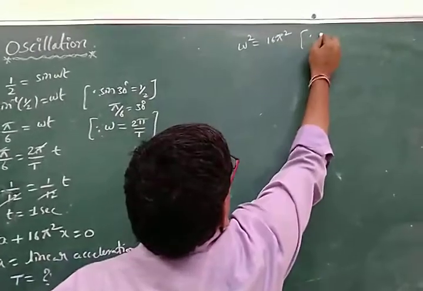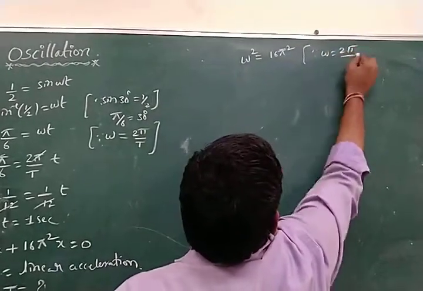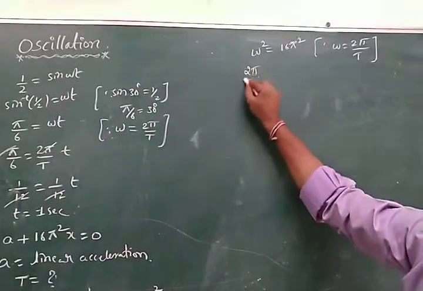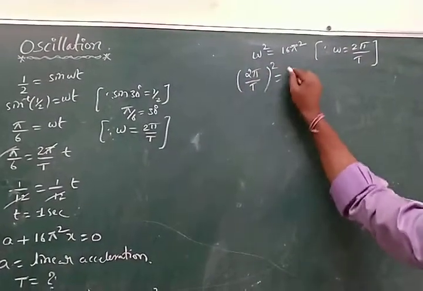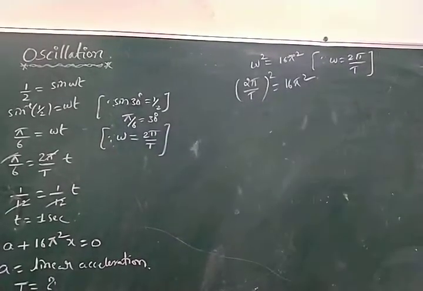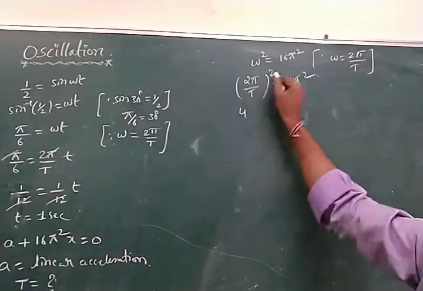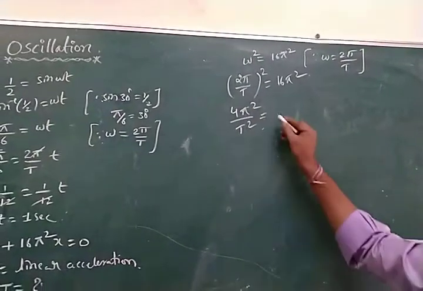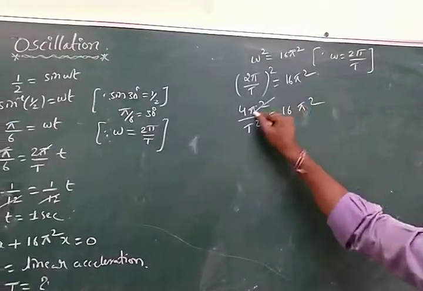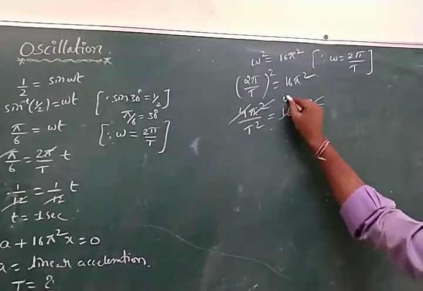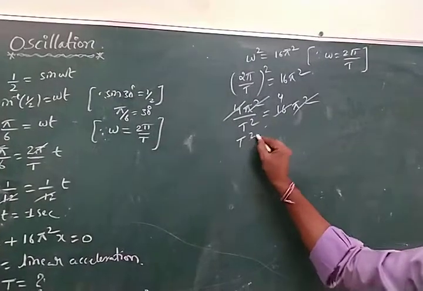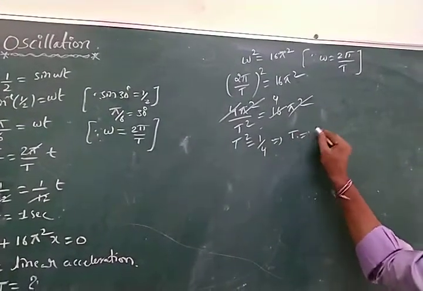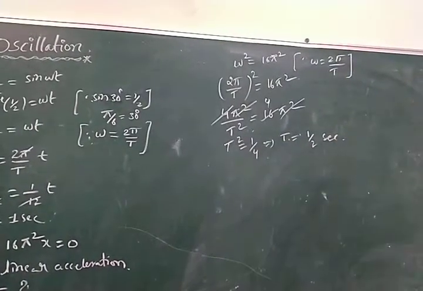We know that omega is equal to, what is the formula? 2 pi by T. Now substitute here: (2 pi by T) whole square is equal to 16 pi square. Now squaring, the 2 whole square is 4 and pi square, and in the denominator T square, is equal to 16 pi square. Pi square is cancelled off, and 4 times T square is equal to 1 by 4, that is equal to 1, T is equal to 1 by 2 seconds.